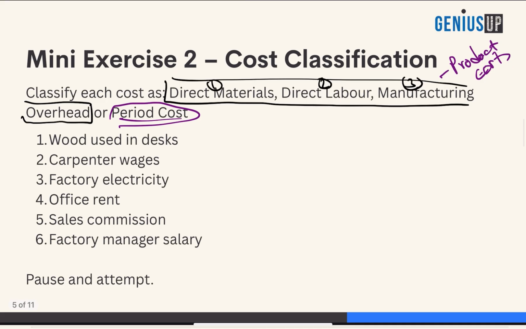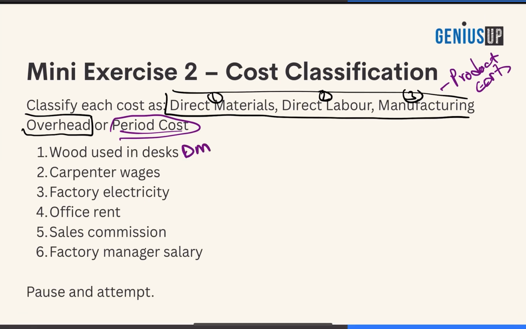So let's start. Wood used in desk. So this one, wood, we really need wood to produce the furniture. This is directly involved in the production process. Therefore, this is direct material. And I'm saying it's direct material because we can trace it directly to the final product. We can see the wood in the final product. Therefore, this is going to be direct material.